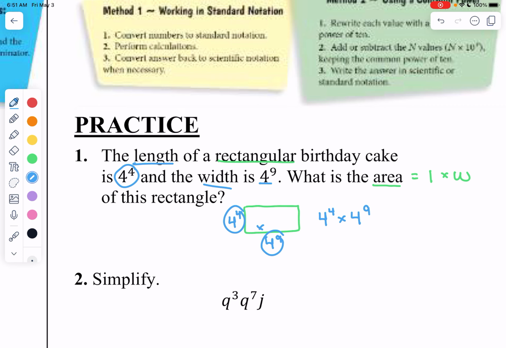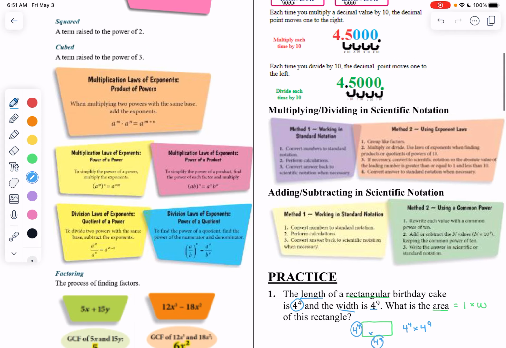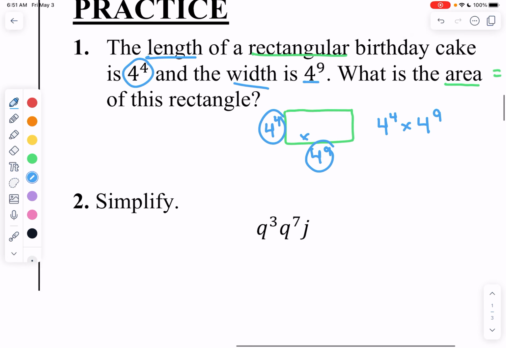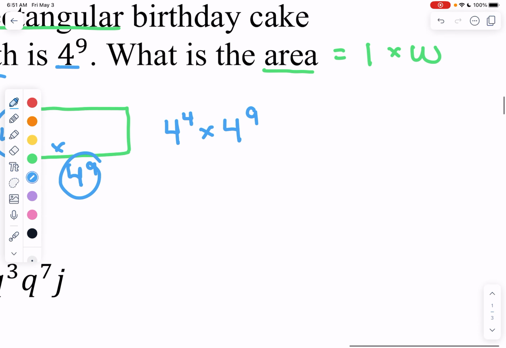This is where our first law of exponents comes in, which is the product of powers rule. So the product of powers rule says that when I multiply 2 powers with the same base, meaning the same big number, we can add the exponents. So over here, since my 2 powers have the same base, which is 4, that means to multiply them, all I need to do is add the exponents, 4 and 9.